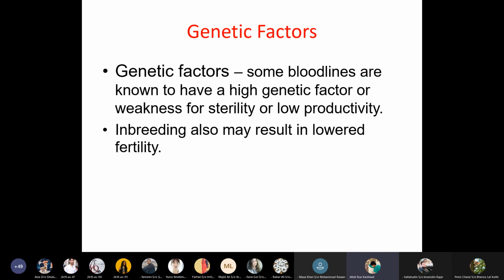Genetic factors: some bloodlines are known as having high genetic weakness, sterility, or low productivity. Inbreeding also may result in lower fertility.